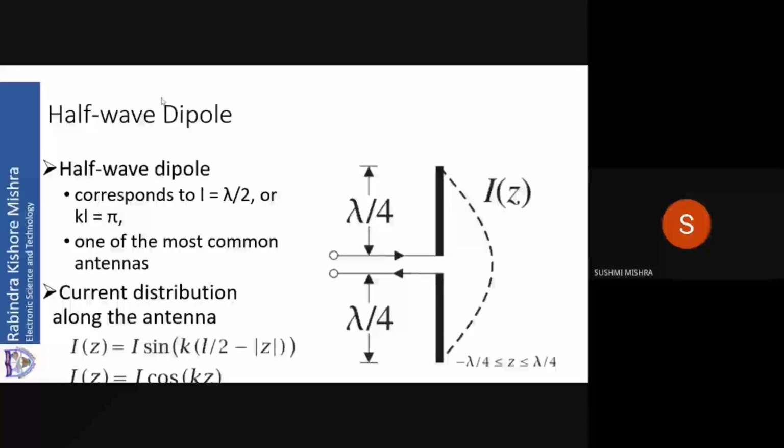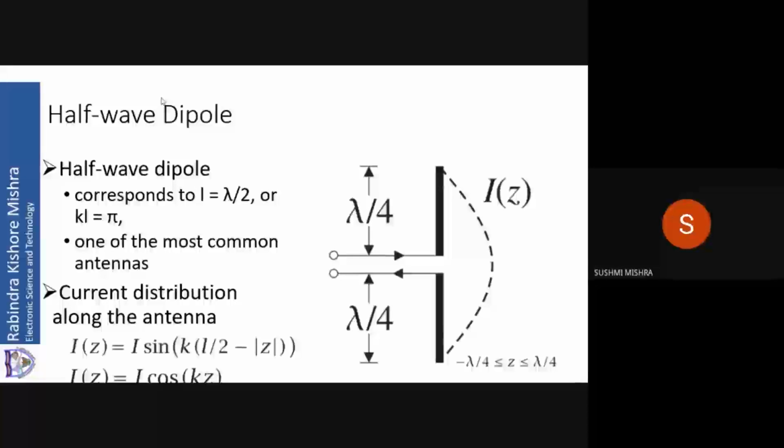This corresponds to a total length of lambda by 2, or k into L. k is the wave vector or wave number. k is 2 pi by lambda, L is lambda by 2. Therefore, 2 pi by lambda into lambda by 2 will give you pi. So, kL is equal to pi. Remember L is the total length. If the total length is lambda by 2 or kL is equal to pi, we call this a half wave dipole antenna. This is the most common antenna in the antenna community.